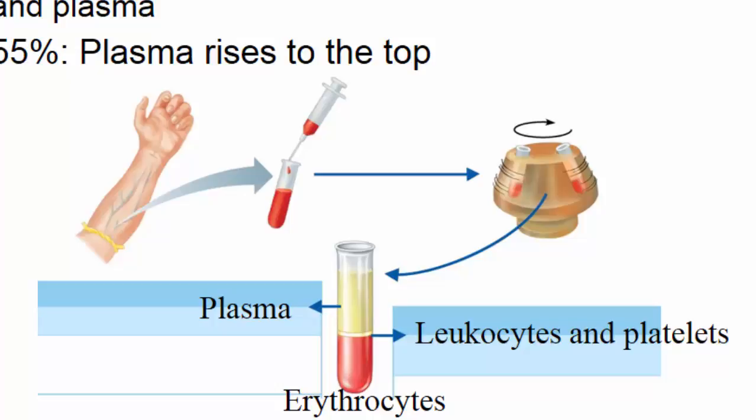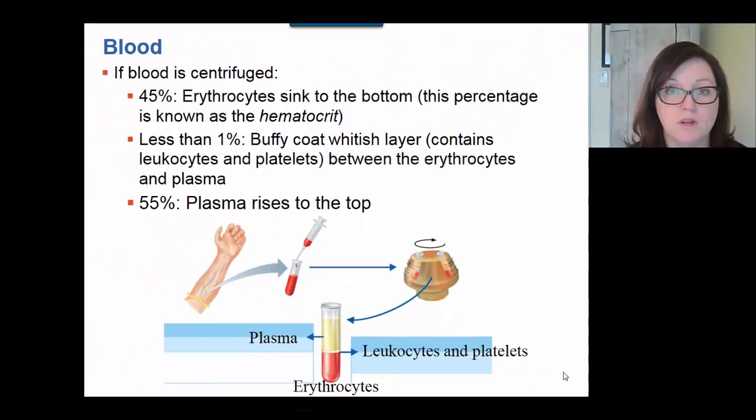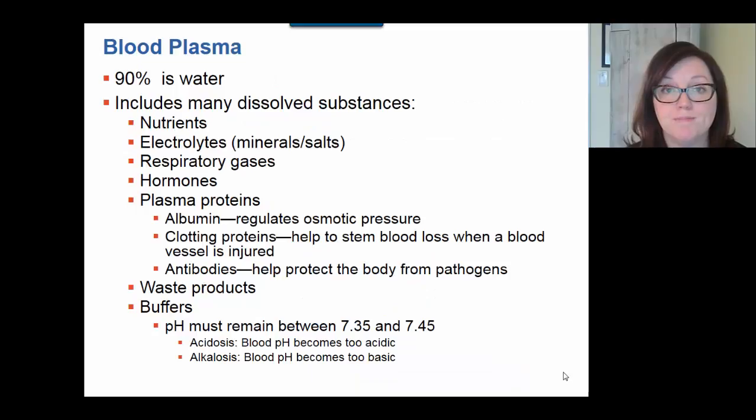Just at the top of the erythrocytes, there's a small area that's kind of whitish in color. We call this the buffy coat, and the buffy coat contains leukocytes and platelets. But the remaining 55% or so of the blood is plasma, which is at the top of the centrifuge tube.